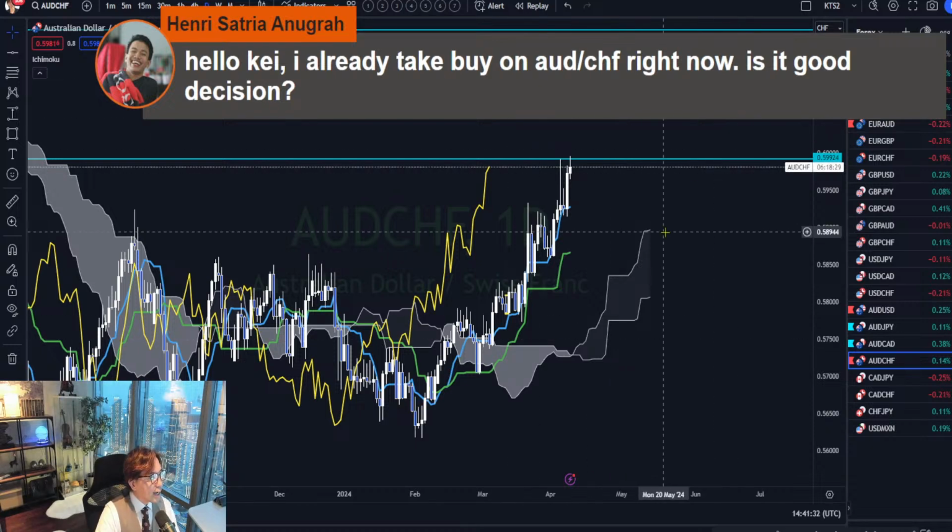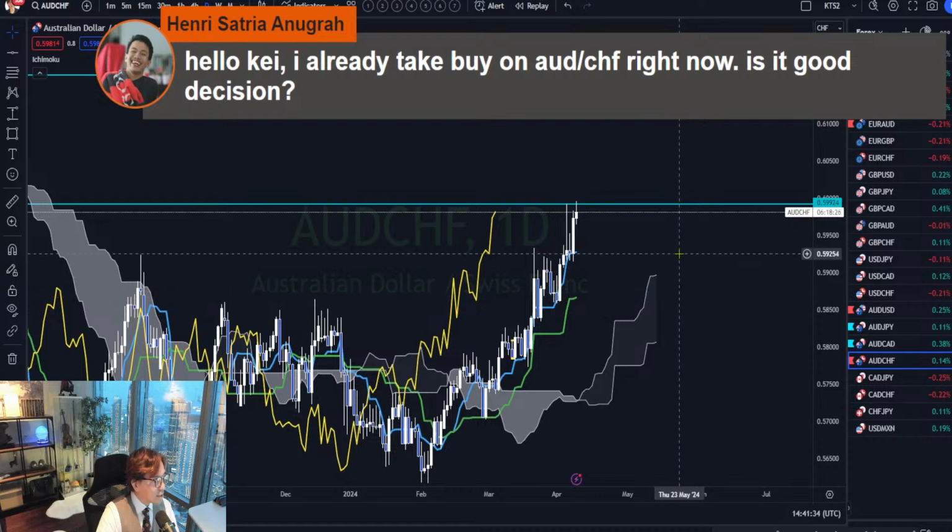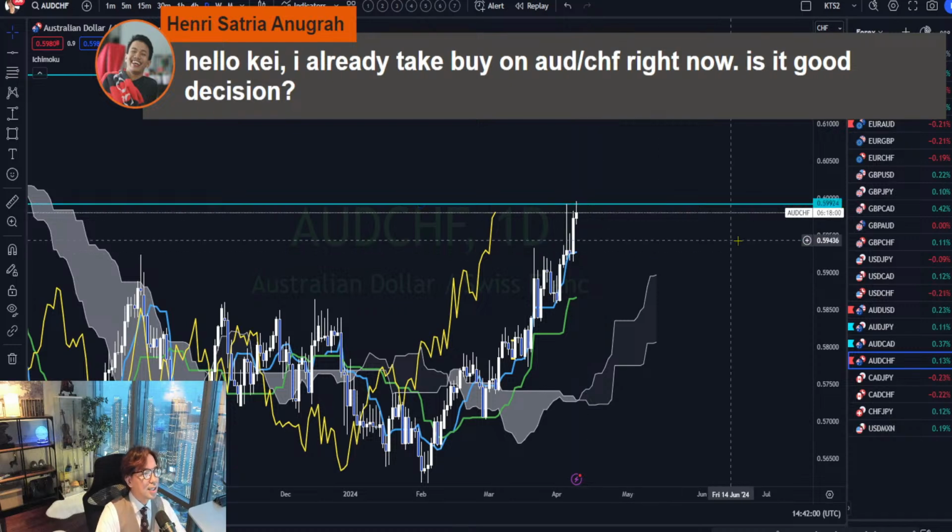So yeah, I think that will be a good opportunity to follow bullish trend. But in terms of the timing, right now may not be the perfect because I see a long wick on the 4th of April, long wick pointing up, and that means there is a strong resistance, strong sellers waiting to sell the market on 0.5992.